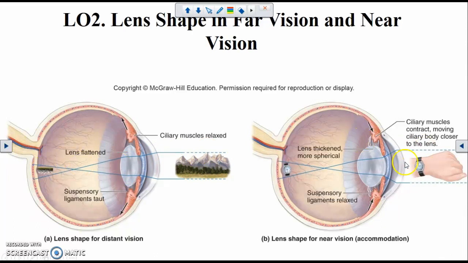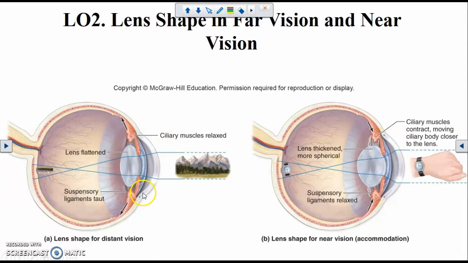All right. When you are looking at a close object, again, this is a very poor image, you need to refract that image more, so the ciliary muscles contract. When they contract, the suspensory ligaments become a little bit looser, and the lens becomes more rounded. Then that image gets focused onto the back of your retina, so that your sensory receptors, your rods and cones, can detect it.